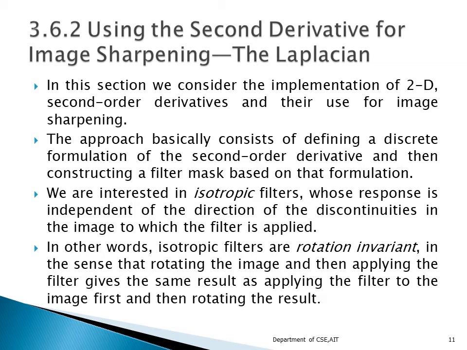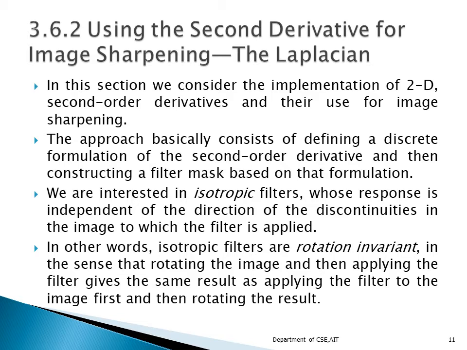Now let us consider how we can build a filter. You know what a filter is? It is a mask, or a small image which we apply on the main image. Here we will consider a second order derivative for making the image sharp. The basic approach is to build a discrete formula, and then based on that develop a filter mask. First we are going to build an isotropic filter. Why an isotropic filter? Because its response is independent of the direction of the discontinuity in the image to which we apply it.